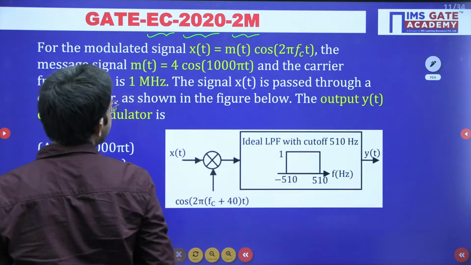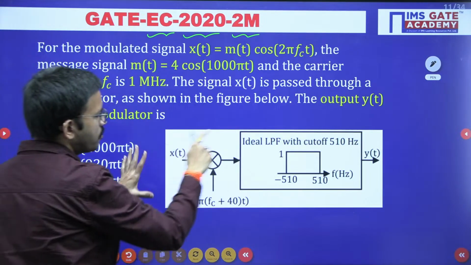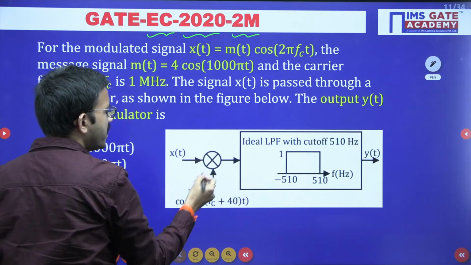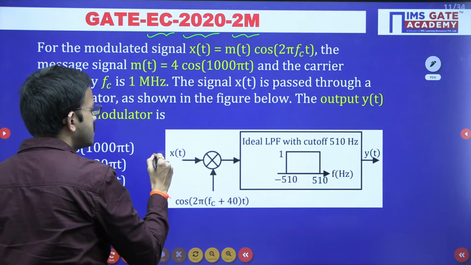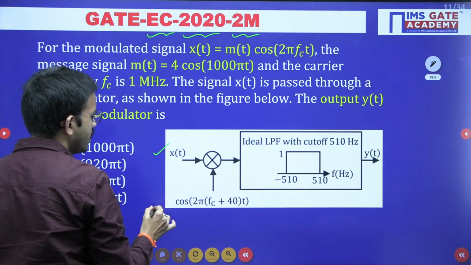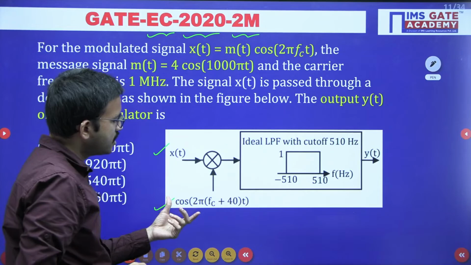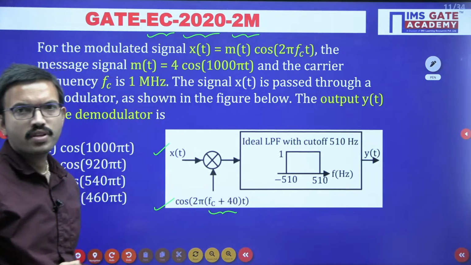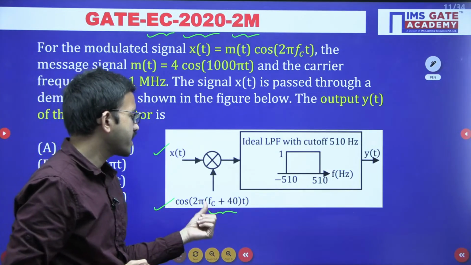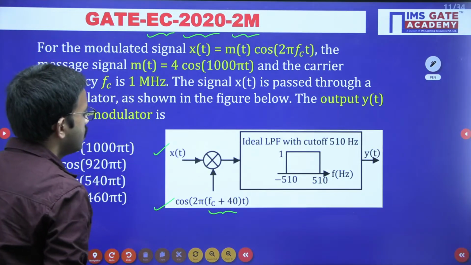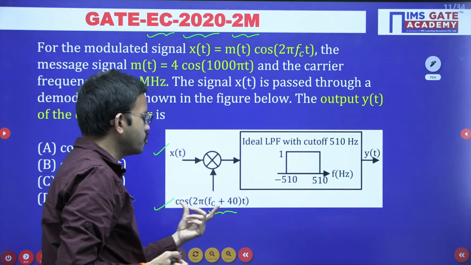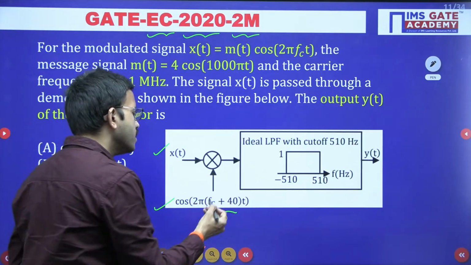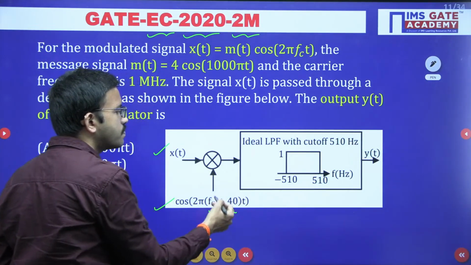In this question, you are having the block diagram. In this block diagram, you have a multiplier. For that multiplier, you have two signals: x of t is one of the inputs, and the other input is the carrier signal. The carrier signal has the frequency fc plus 40. In general, with the format 2 pi fc t, the carrier frequency is fc, but here, instead of fc, you have fc plus 40.